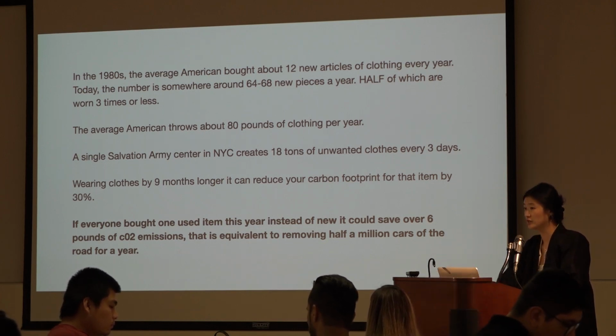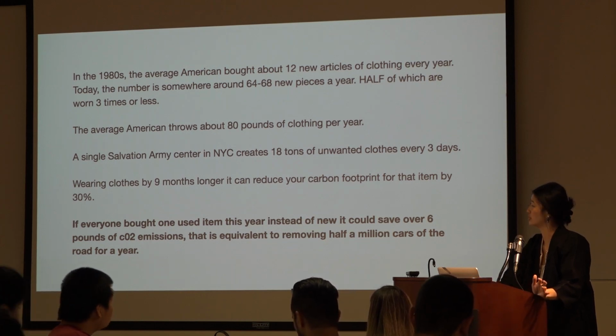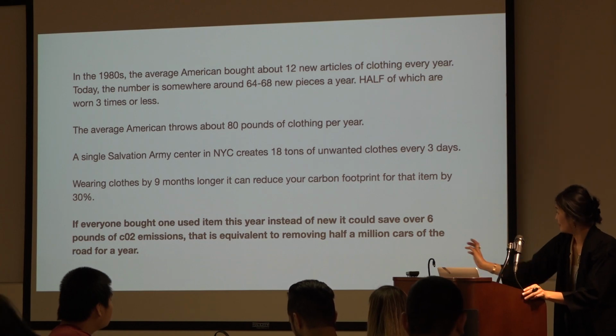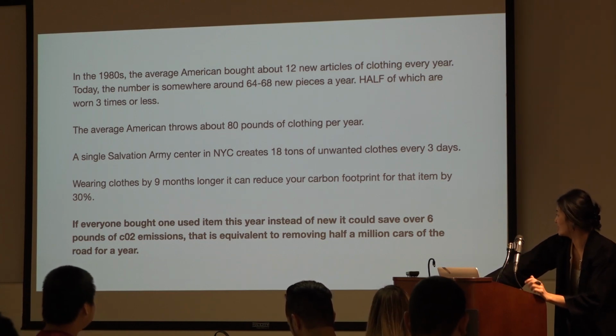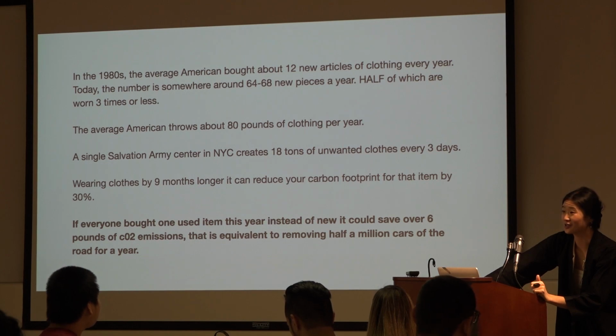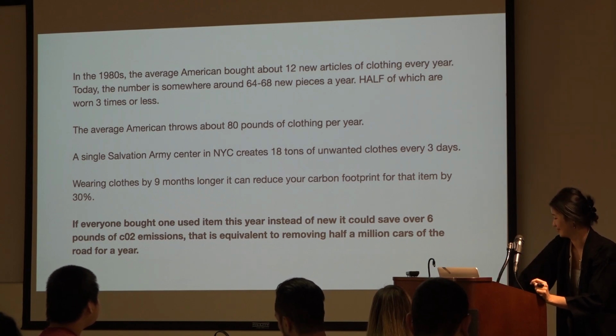It's a really good use of your time, and she goes through a number of ways where you can actually intercept. And so if you just bought one used item this year instead of a new one, it would save 6 pounds of CO2 emissions, which is equivalent to removing 500,000 cars off the road for a year. That's pretty significant.